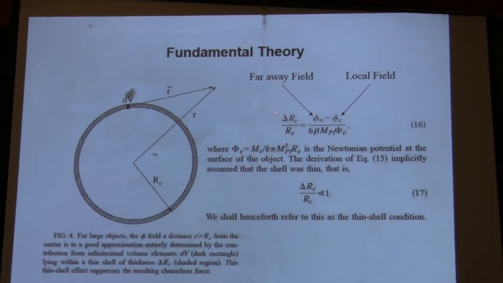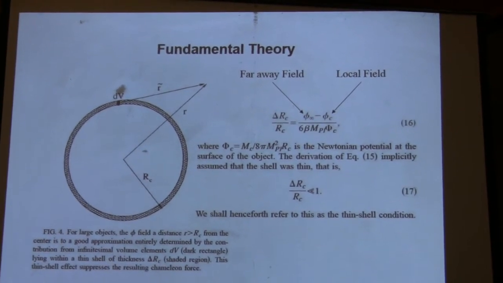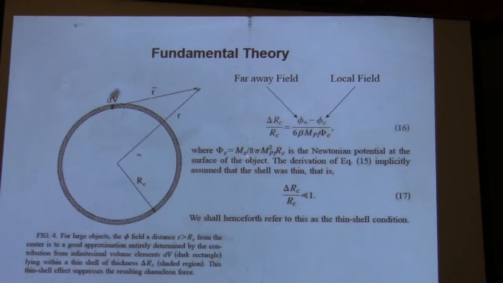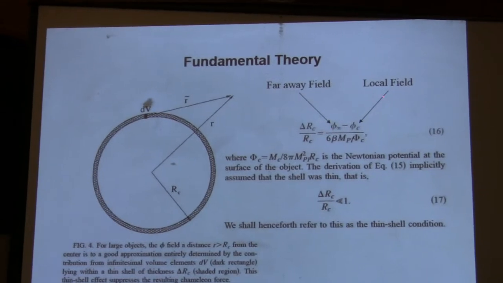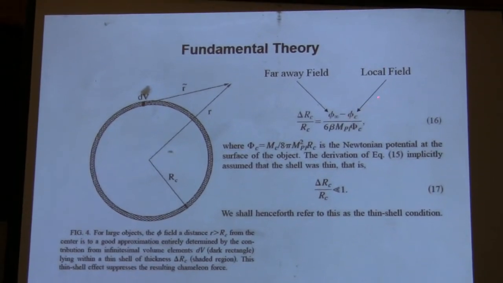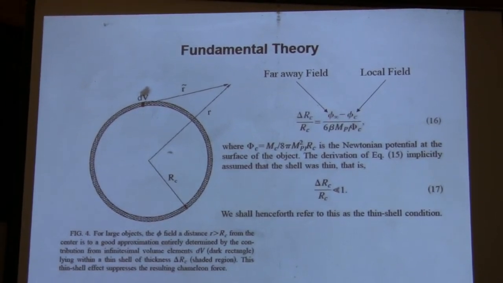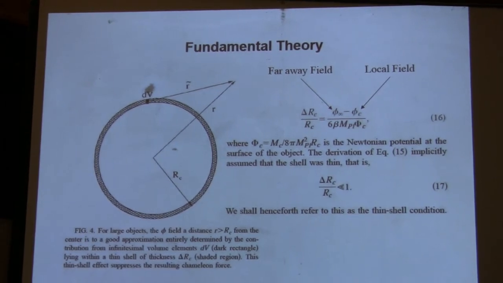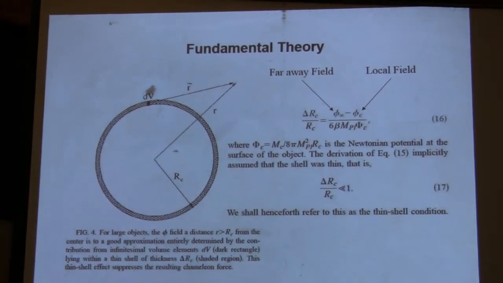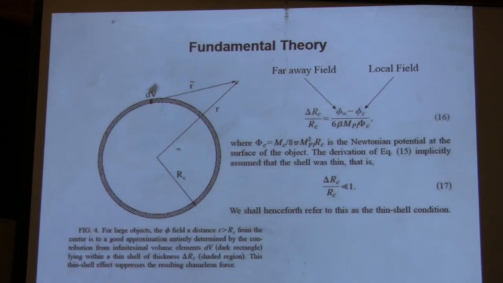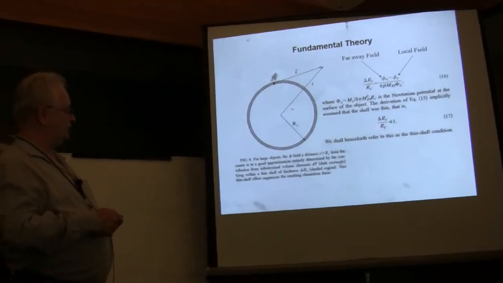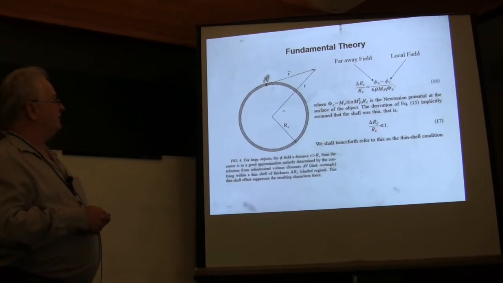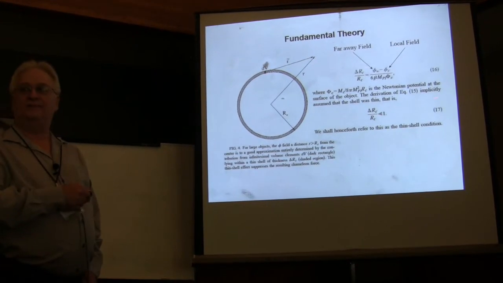But if you look at this from Jim's standpoint, this is a Machian equation, because this field is everything in the universe, and then this is your local field. So you're really saying that your thin shell is a function of everything in the universe. And then basically this ratio of the thin shell to the radius of your matter density field is always going to be less than one.